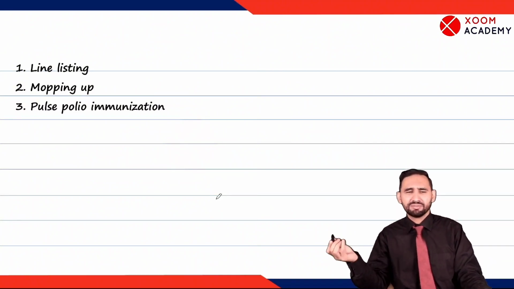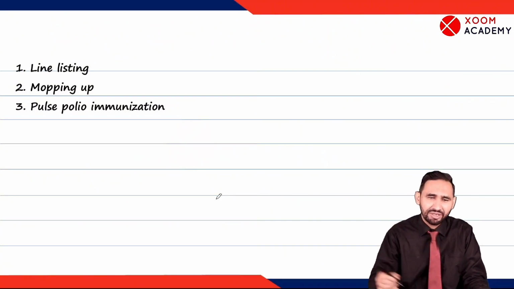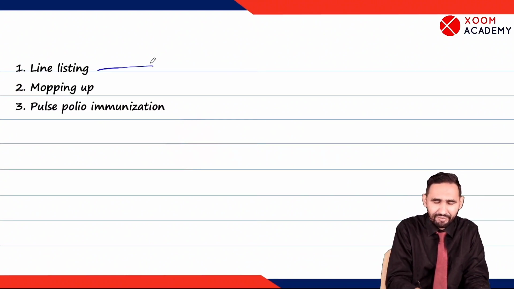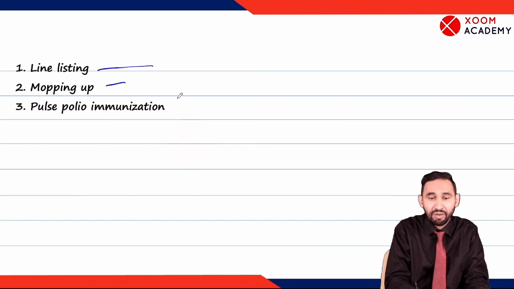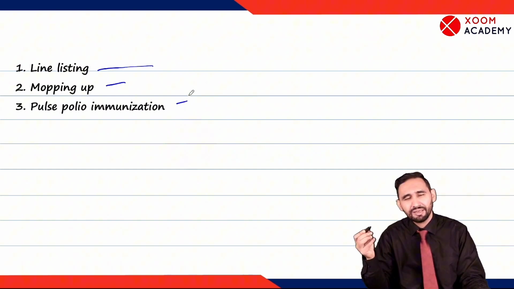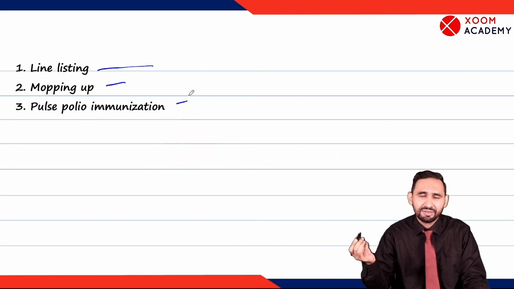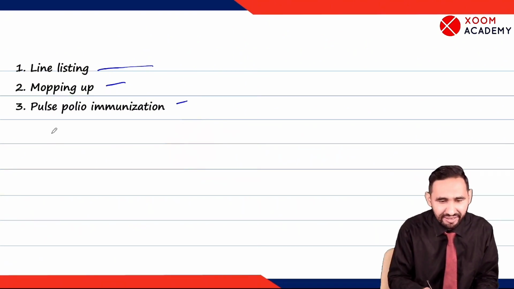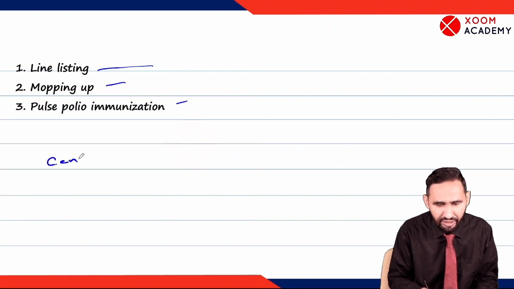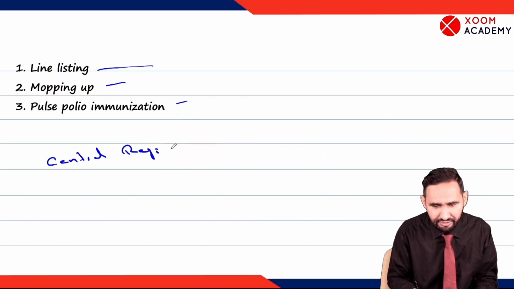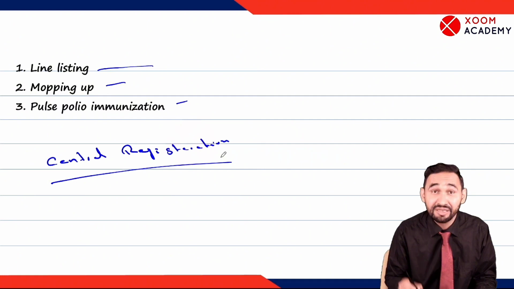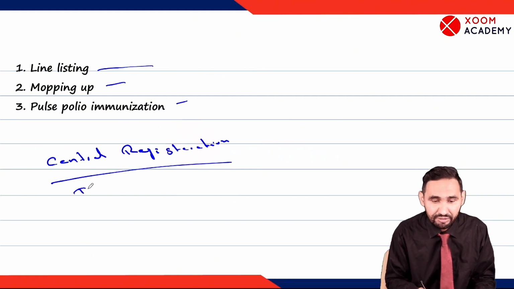Now there are few terms which may be asked in examination: line listing, mopping up, and pulse polio immunization. What is line listing? Our polio cases are centrally registered. Line listing is central registration of polio case. Why central registration? To avoid duplication. Central registration is done to avoid duplication.